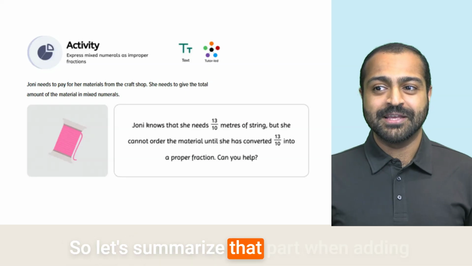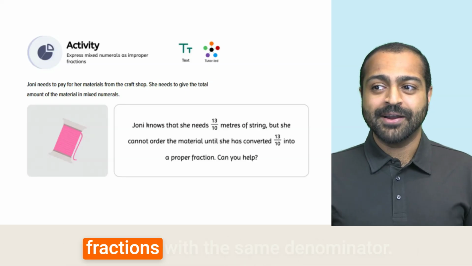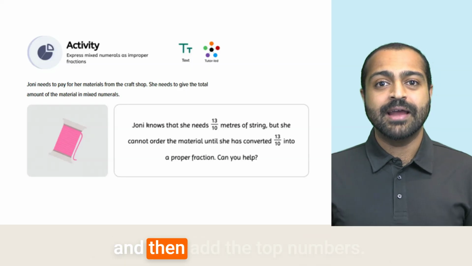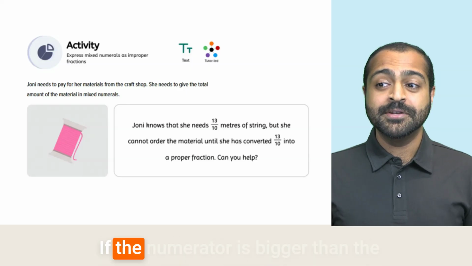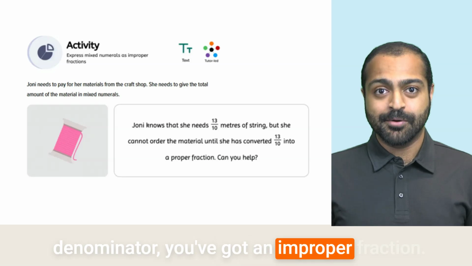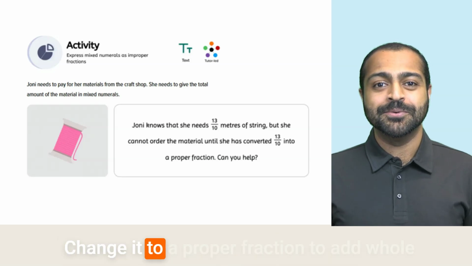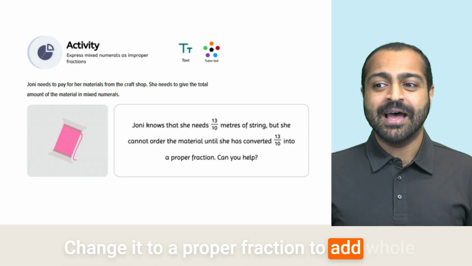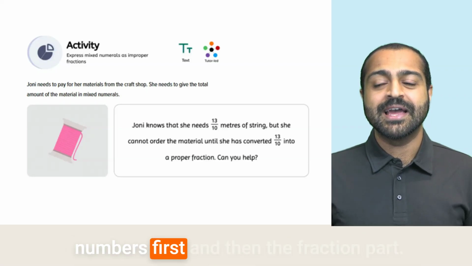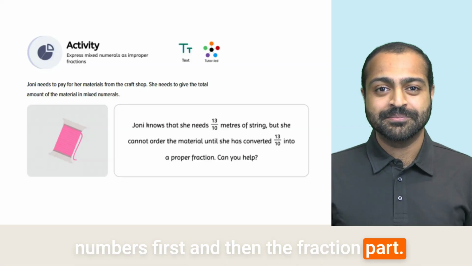So let's summarize that part. When adding fractions with the same denominator, keep the bottom number the same and then add the top numbers. If the numerator is bigger than the denominator, you've got an improper fraction. Change it to a mixed number. To add whole numbers and fractions, just add the whole numbers first and then the fraction part.